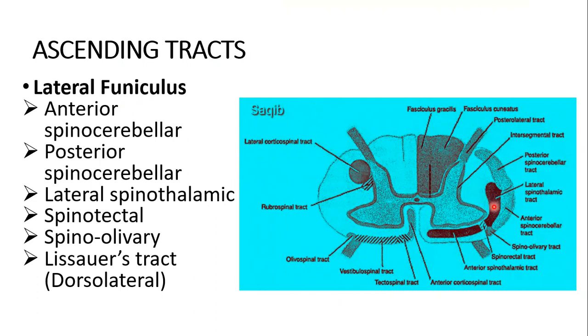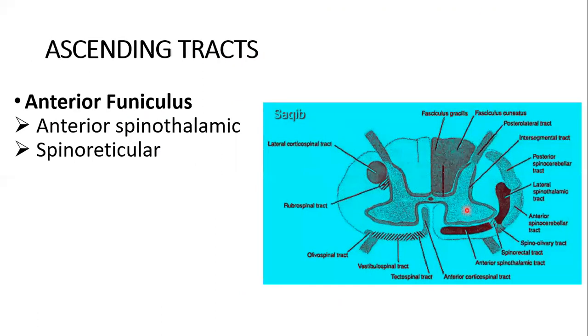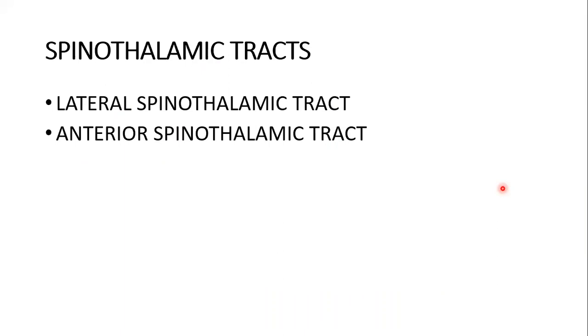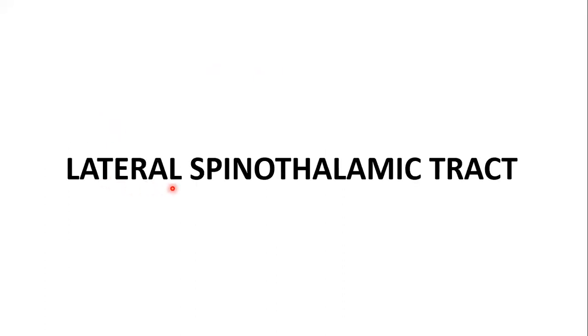So here we are more concerned with the lateral spinothalamic tract. This one. Where the red laser is moving is the lateral spinocerebellar tract. And then the ascending tracts in the anterior funiculus are the anterior spinothalamic tract and the spinoreticular. And here, where the laser is moving, is the anterior spinothalamic tract. So today I will discuss with you at the Learning Anatomy Forum the anterior spinothalamic tract and the lateral spinothalamic tract. So these are the spinothalamic tracts, lateral and anterior. First of all, we will discuss the lateral spinothalamic tract.